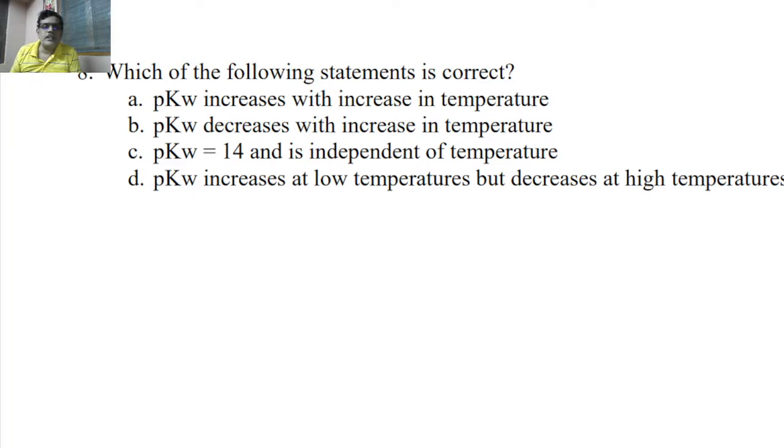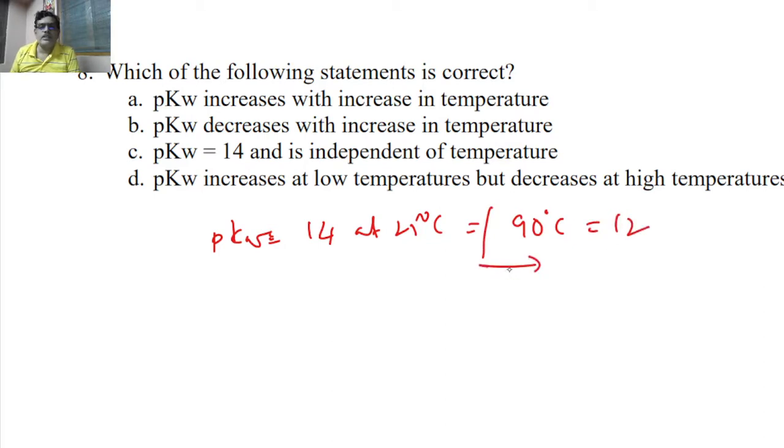So this is another similar question. What happens to pKw? See, pKw decreases. pKw is 14 at 25 degrees centigrade. Just now we saw at 90 degrees centigrade it will be about 12. So as the temperature increases, dissociation increases, the concentration increases, and the pKw decreases. Therefore pKw decreases with the increase in temperature.